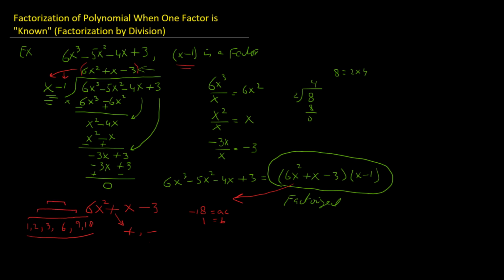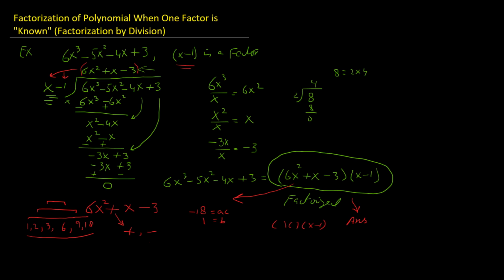So there is no such pair of numbers which if we multiply we get minus 18 and if we add we get 1. So this cannot be further factorized. So this will be the answer. But you can check this if you are doing it in an exam or somewhere. You can see whether it might be factorizable further. Then you can factorize this and get two factors, and then the third factor will be x minus 1. So this is the way you solve the problems.